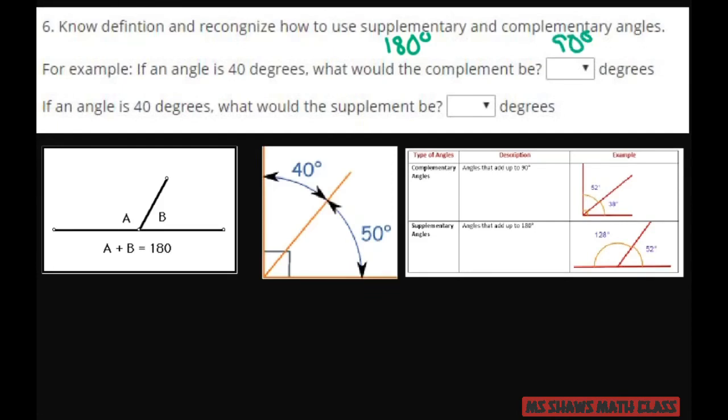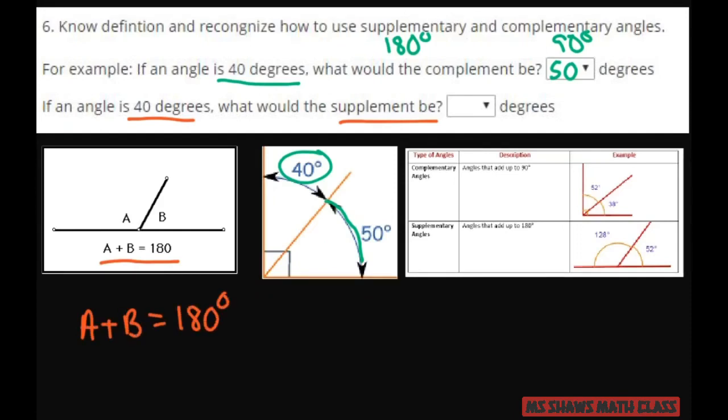For example, in the first one, if the angle is 40 degrees, then the complement would be 50 degrees. If the angle is 40 degrees, the supplement, you just add them up. So A plus B equals 180. If B was 40, and you subtract 40 from both sides, you get A equals 140 degrees. So right here, you would just write 140.